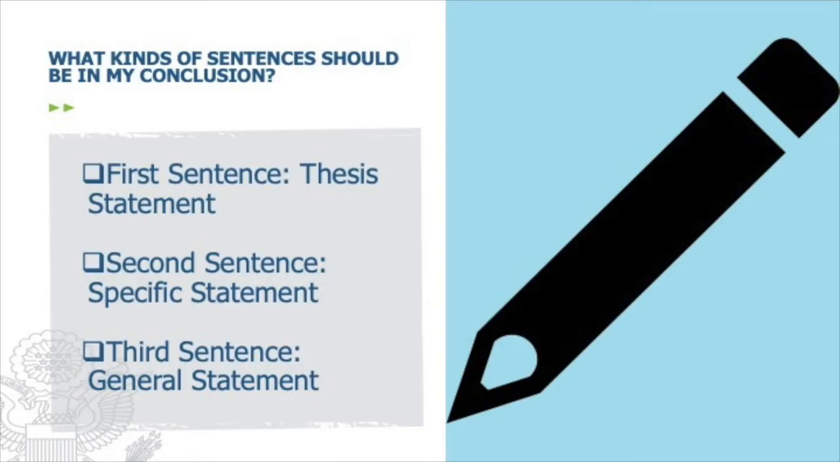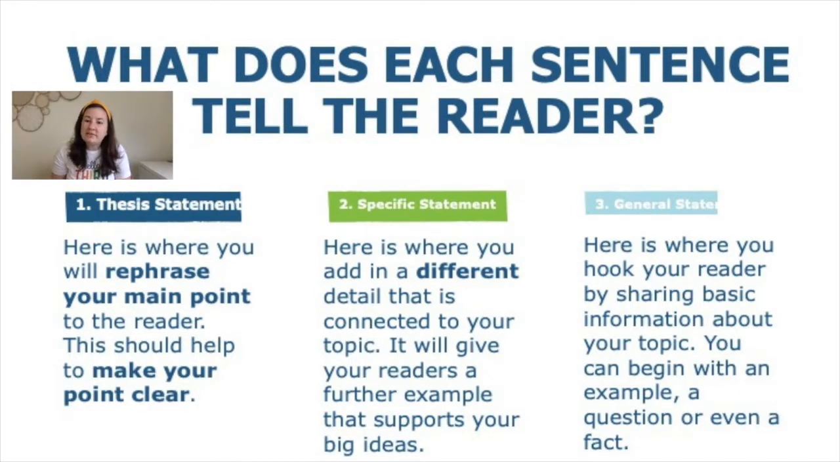Similar to our introduction paragraph, the conclusion paragraph includes the same 3 types of sentences. The first sentence this time is your thesis statement. The second sentence is your specific statement, and the third sentence would be your general statement. Let's talk a little bit about what each of these sentences will act like or be like in a conclusion paragraph instead of an introductory paragraph.